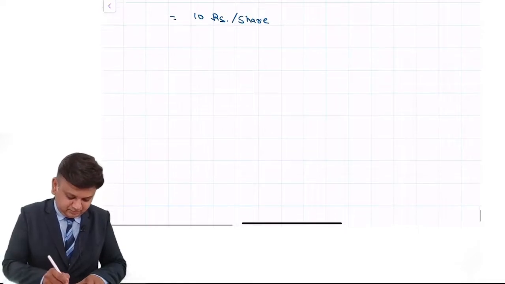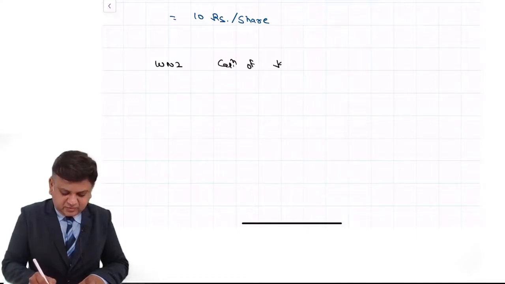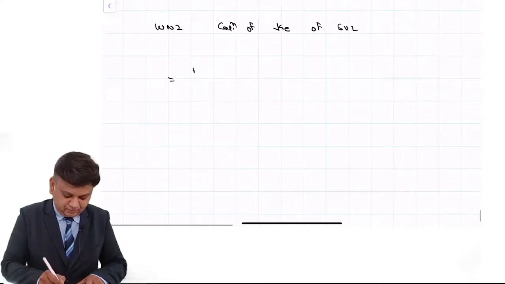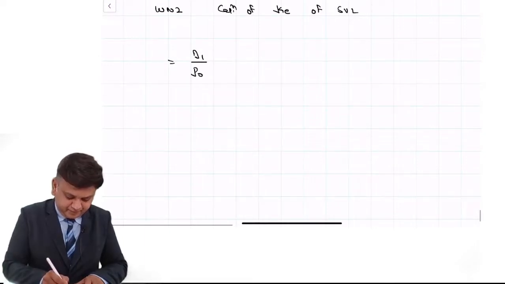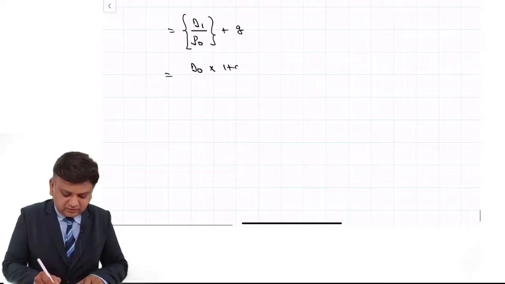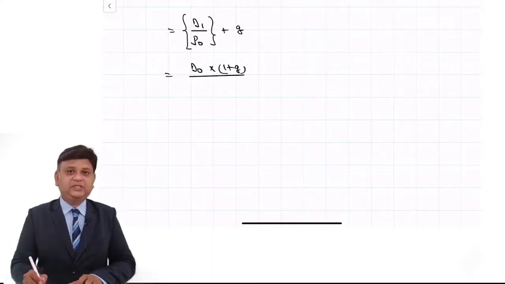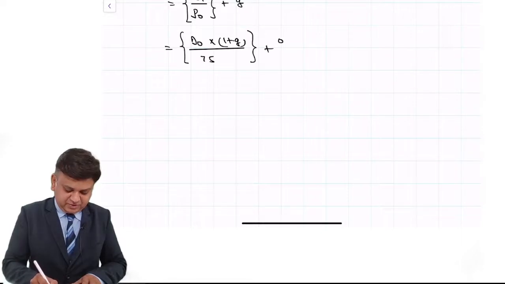Next, working note number 2, calculation of cost of equity of SVL. It is D1 divided by P0 plus growth rate. What is D1? D0 into 1 plus G, divided by P0. What is the current market price of the share? It is 75. Plus, what is the growth rate? Growth rate is right now 15%.